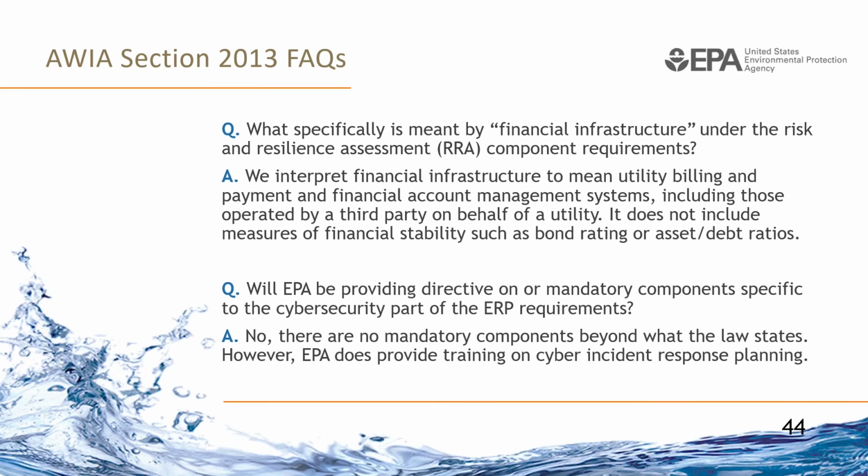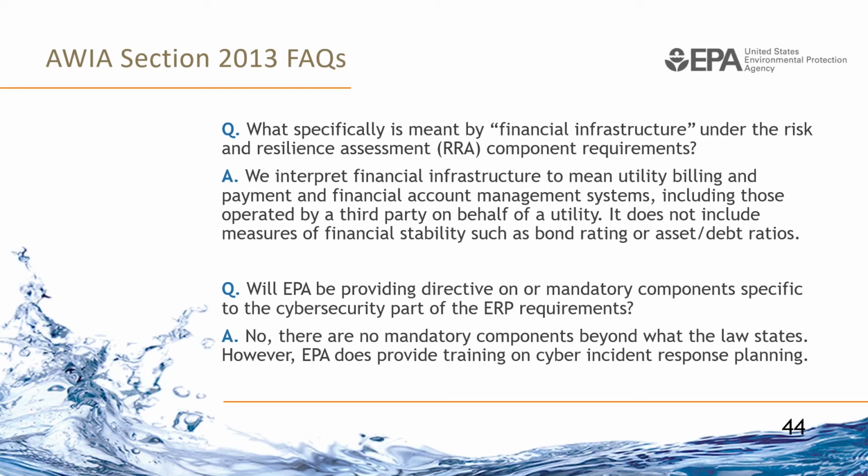Okay, so we're going to be going over the risk and resilience assessments and emergency response plans in the next 2 modules. So you'll find out more about those requirements if you attend those modules. But here's a sneak peek at some of the questions that we get about risk assessments and emergency response plans. What is specifically meant by financial infrastructure under the risk and resilience assessment component requirements? We define that as billing, payment, and financial account management systems, including those that are operated by a third party.